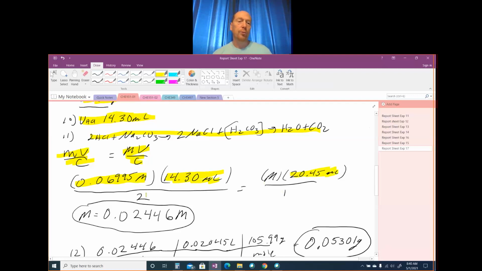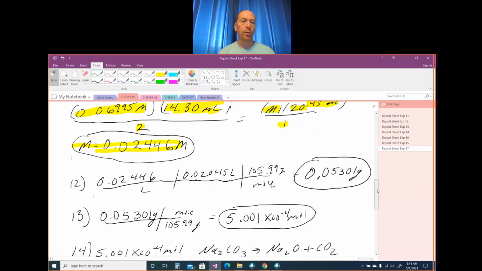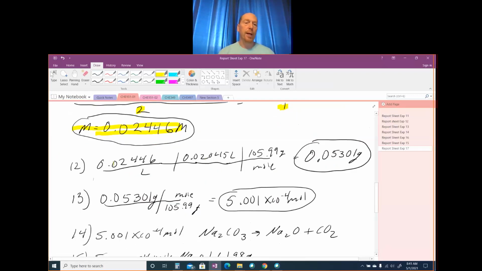All right, coefficient for HCl is 2. Coefficient for the Na2CO3 is 1. All right, so then you solve for the molarity. Push the buttons, get the molarity of your unknown. All right, so now we're looking for the mass. We have the molarity. All right, that's moles per liter. We know how many liters in our titration.